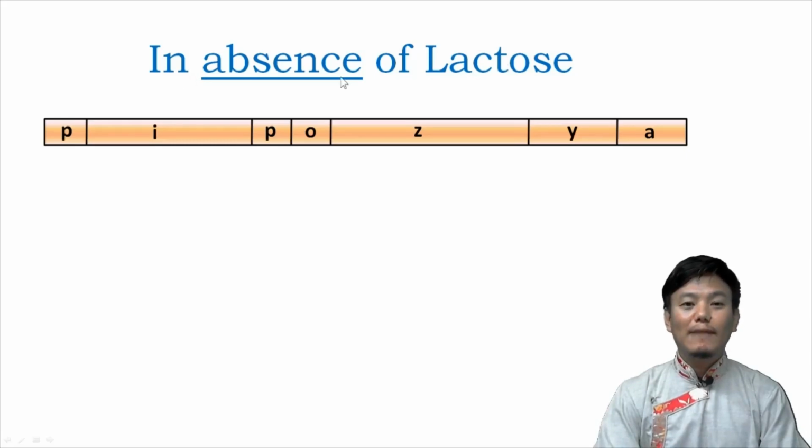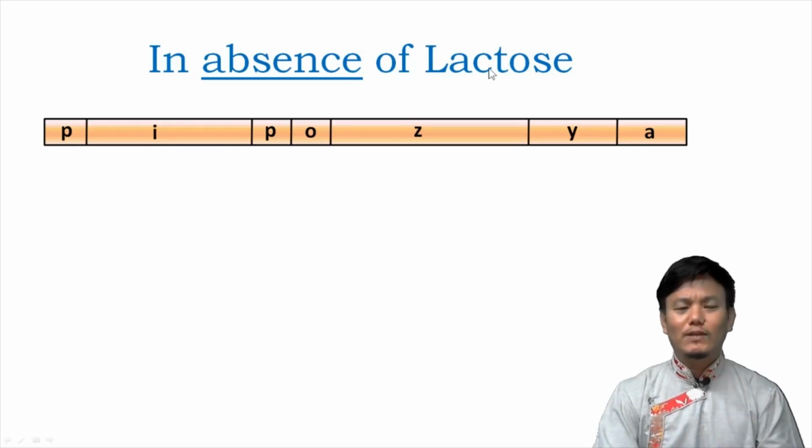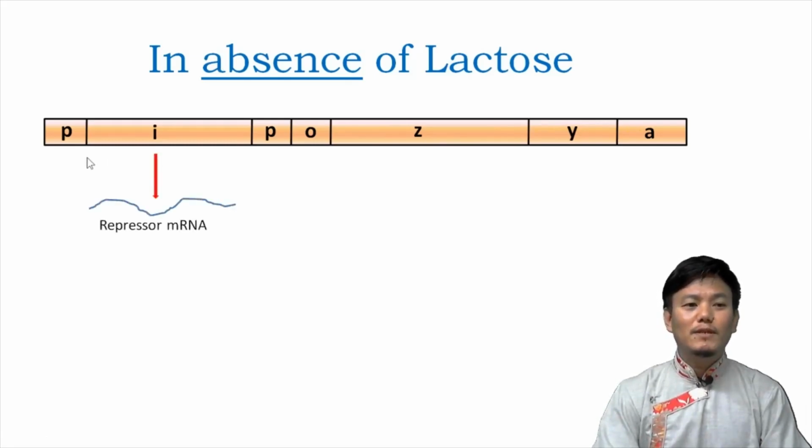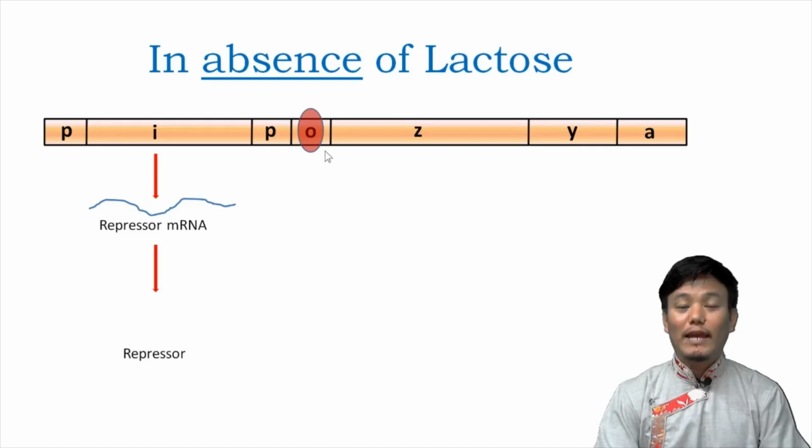Okay, so in the absence of lactose, when the bacteria is not getting any lactose, what happens in the operon is that the I gene, or the inhibitor gene, expresses. The RNA polymerase binds over here and moves, and it synthesizes a repressor mRNA by copying the I gene. The repressor mRNA will be translated into a repressor protein, and in the absence of lactose, this repressor protein goes and binds to the operator of the lac operon.